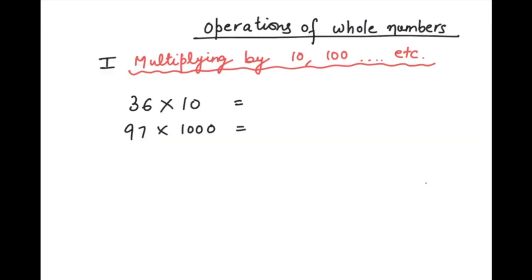So let's start today's lesson, operations of whole numbers. For that, first we will learn multiplying by 10, 100, 1000, etc. So let's take an example. In the example, 36 times 10.